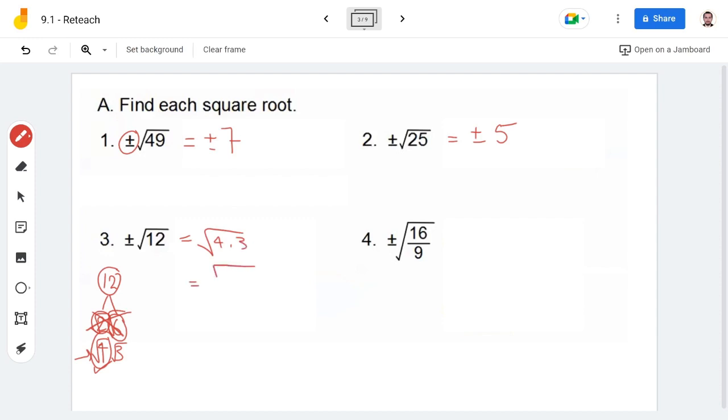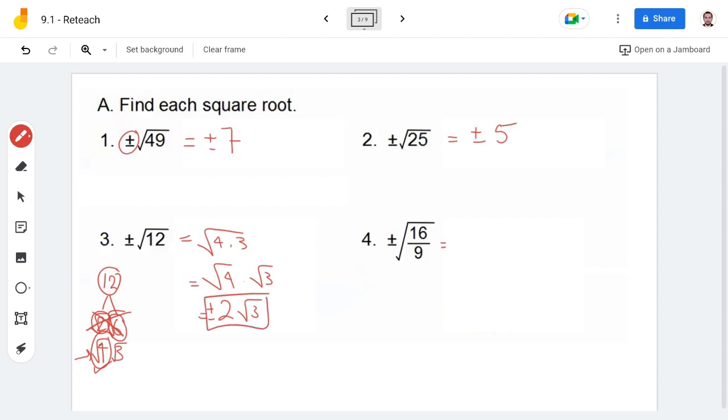Now let's split the square root, the square root of 4 times the square root of 3. What is the square root of 4? It's 2. What's the square root of 3? It's the square root of 3. So this is the answer: 2 times the square root of 3. And don't forget the positive and negative. Okay, always positive and negative.